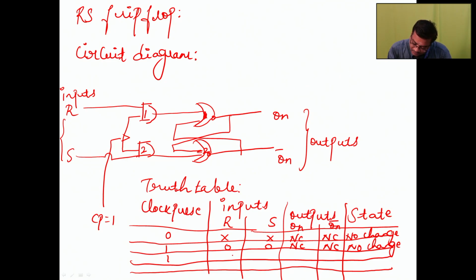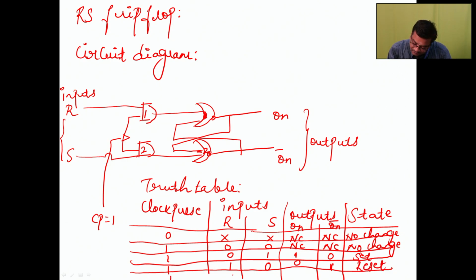When the clock pulse is 1, I am giving 0 1, a high value to S. S is nothing but set. The set value is 1. In Q we will get 1 and Q bar 0. So the condition is the state is set. When the clock pulse is 1, I am giving 1 0, a high value to R, which is nothing but reset. The value we get in Q is 0 and Q bar is 1. So the state is nothing but reset.